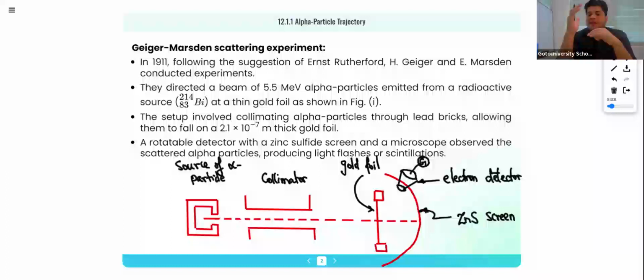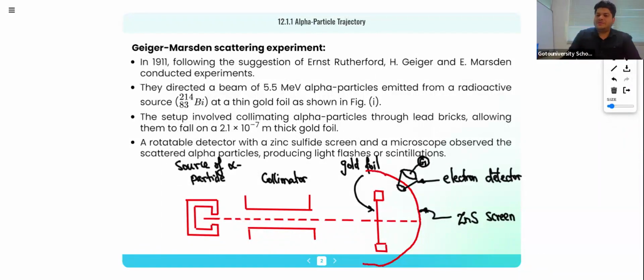Okay, then there will be a gold foil. How will the gold foil be? Gold foil will be very thin. Okay, how can we make the thin gold foil? We'll take a gold sheet and hammer it till we have a sheet of only a single atom. There should not be one more atom behind it, behind the gold foil. It will be clamped, and here we have a screen.